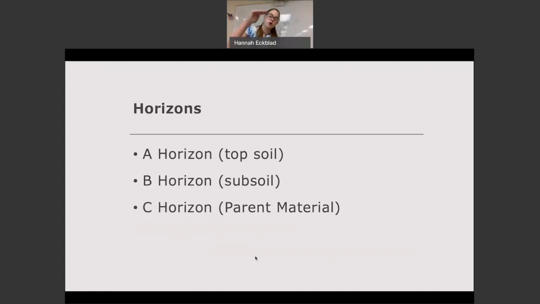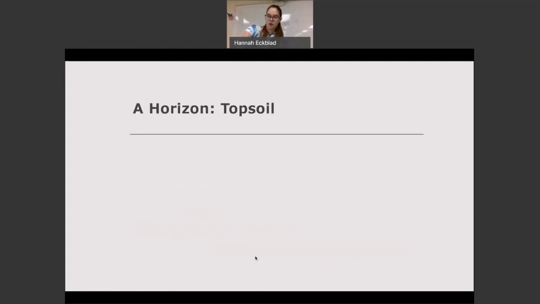We've got the A horizon, which is also called topsoil. So spoiler alert, it's on top. We've got the B horizon, which, shocker, it's in the middle. We call it subsoil. And then the bottom is the C horizon. It's also the parent material.